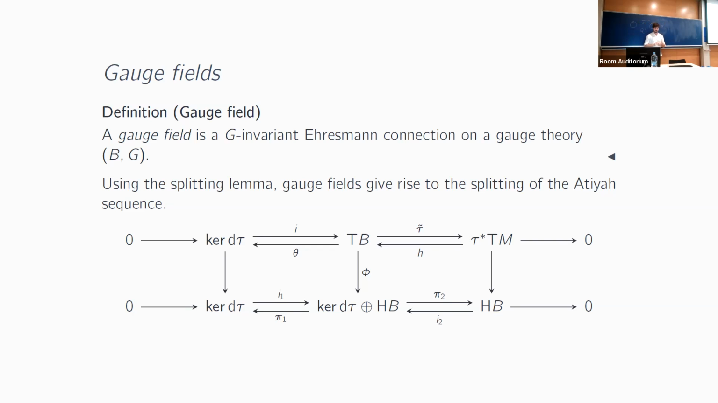About the gauge field: in classical mechanics, we take an affine connection on the tangent bundle, and now we replicate this and define a gauge field to be a G-invariant Ehresmann connection on some fiber bundle. This is the classical picture, and we identify them as splittings of the Atiyah sequence. And this is very important.